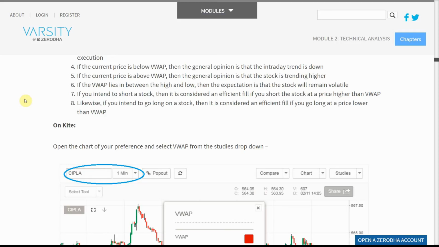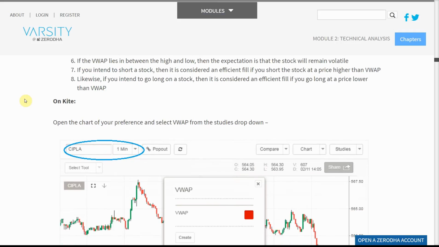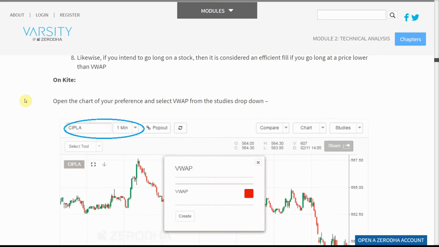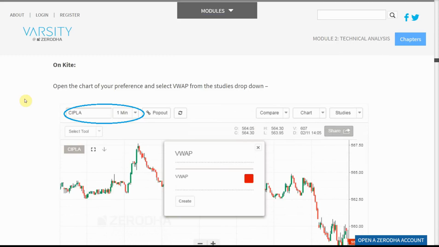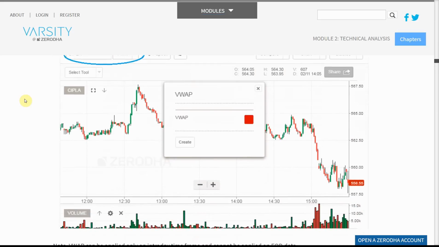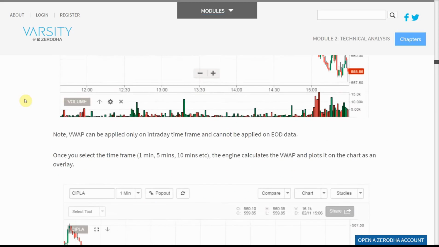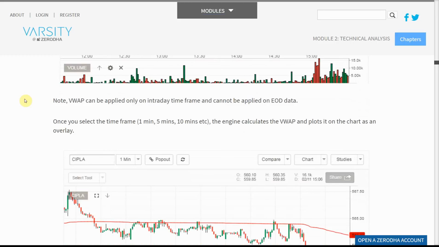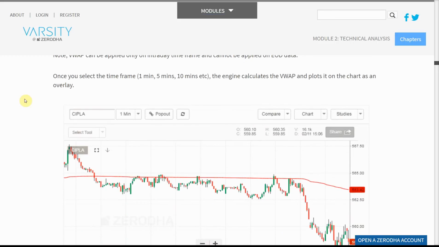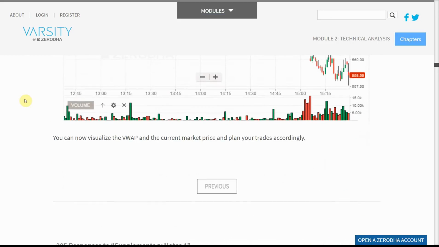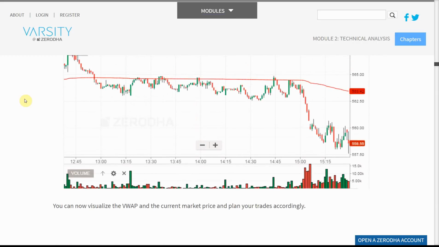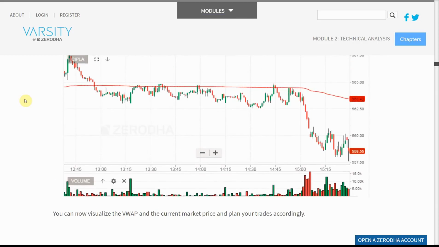On Kite, open the chart of your preference and select VWAP from the Studies drop-down. Note: VWAP can be applied only on intraday time frames and cannot be applied on EOD data. Once you select the time frame, 1 minute, 5 minutes, 10 minutes, etc., the engine calculates the VWAP and plots it on the chart as an overlay. You can now visualize the VWAP and the current market price and plan your trades accordingly.